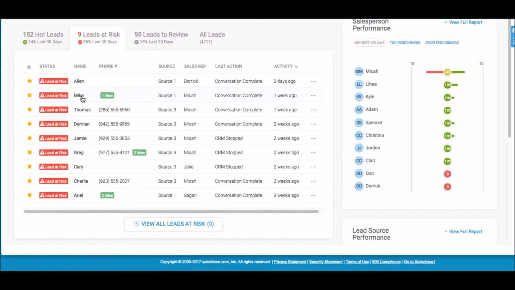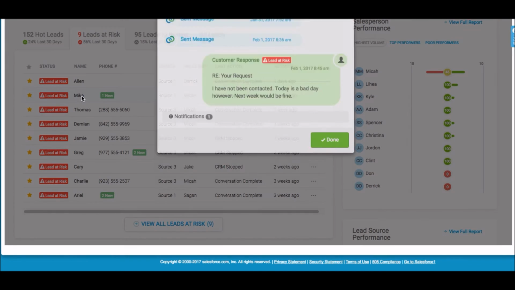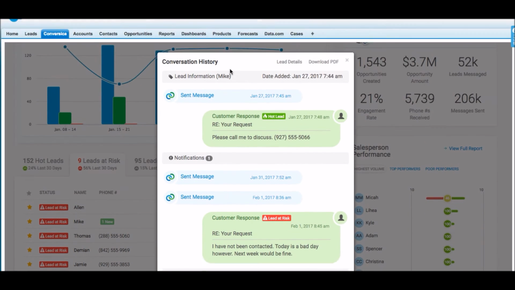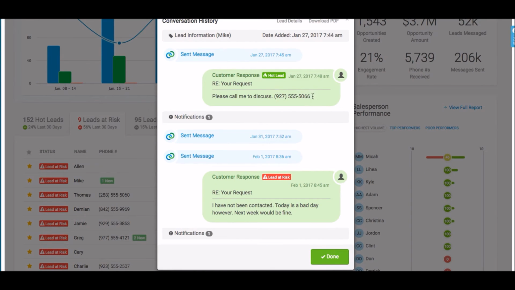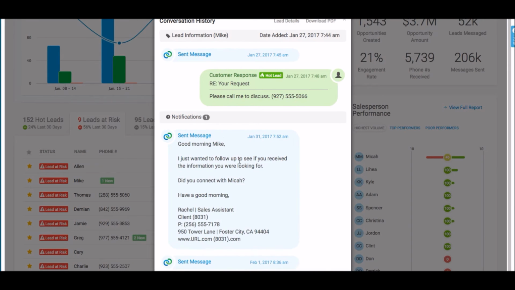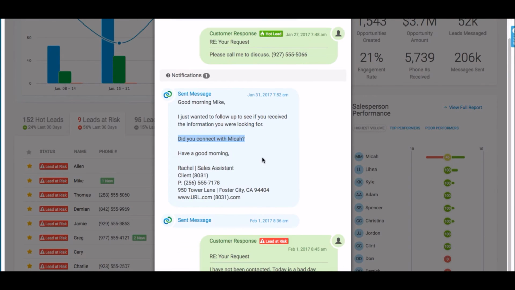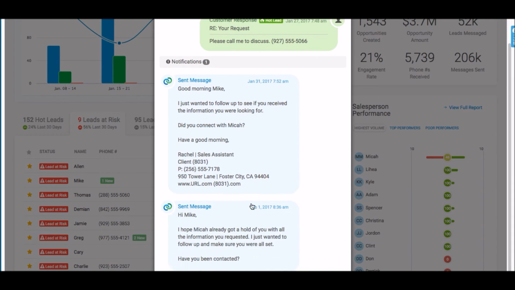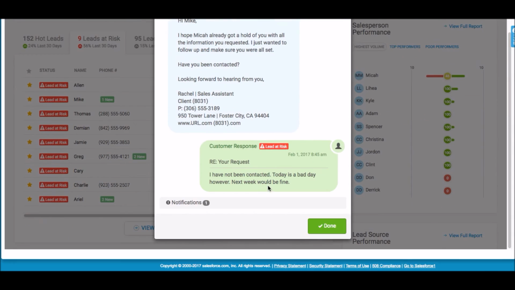So we go to Mike, a different lead here. We can see as this lead comes up, a couple of messages. He says, hey, please call me to discuss. New telephone number identified. We do a follow-up a few days later, asking if you actually connected with Micah. No response. Try again one more day. Did you actually connect with Micah? And we find out, I have not been contacted. Today's a bad day. However, next week would be fine.